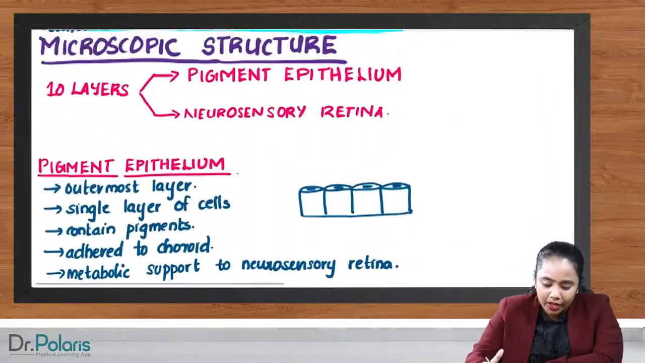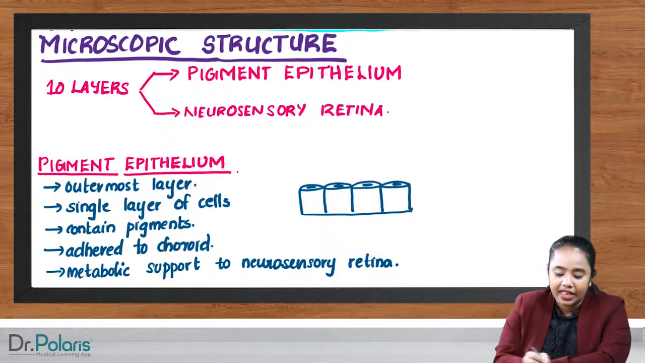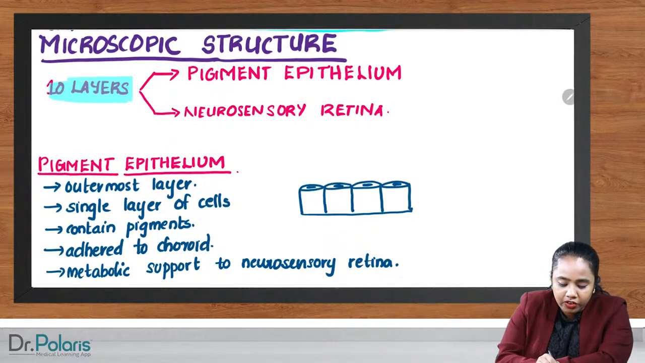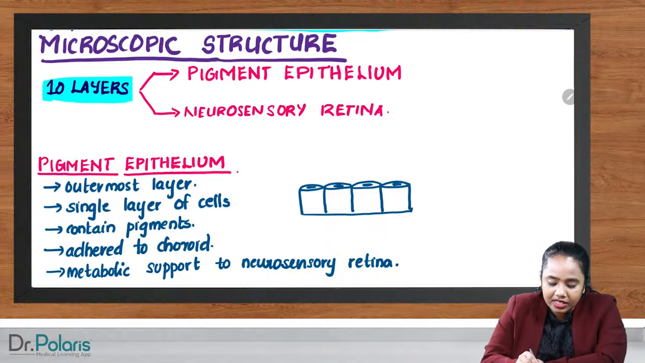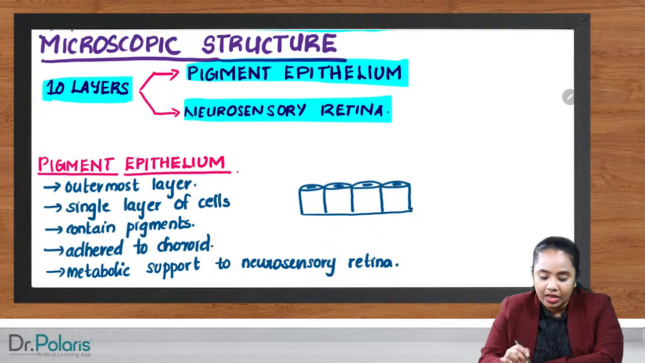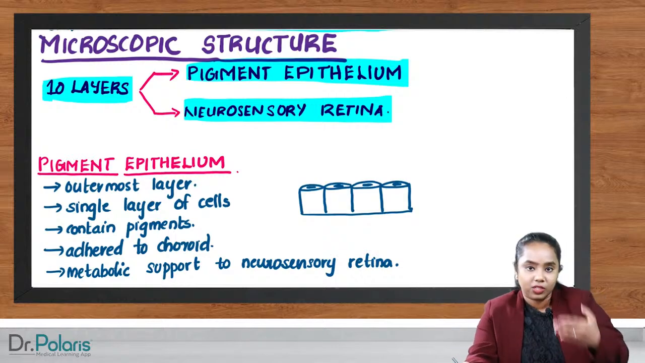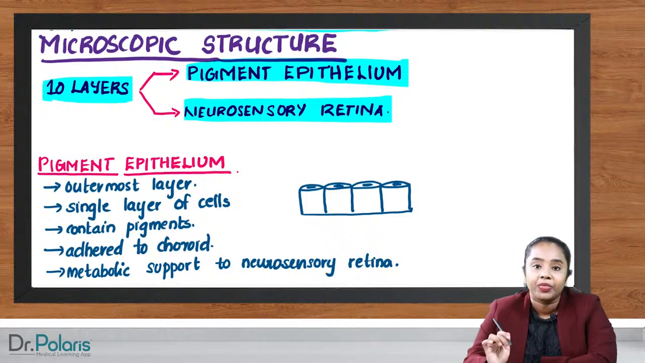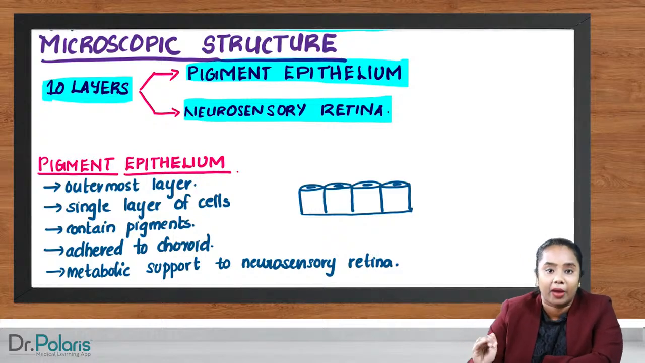Now about the microscopic structure. When you see the retina under the microscope, there are 10 different layers of retina. These 10 different layers are arranged in 2 different segments: the pigment epithelium, and the remaining part which comes under the neurosensory retina. The first part, the epithelium, is the pigment epithelium, and all the other parts are called the neurosensory retina.